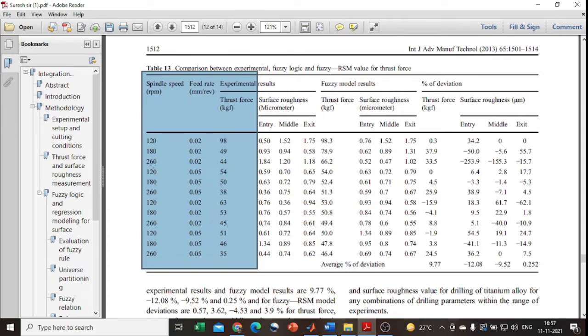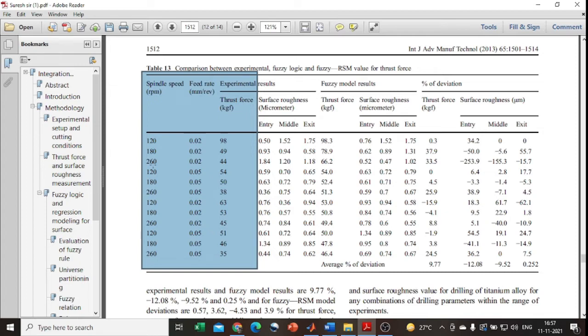First, you identify the uniform intervals between 260 and 120, and for feed rate. Here the minimum is 0.02 mm per revolution and the maximum is 0.05 mm per revolution. According to this data, I identified the uniform interval for spindle speed as 14, and for feed rate, with 11 values, the interval is 0.003. Likewise, I identified these with a normal calculator.